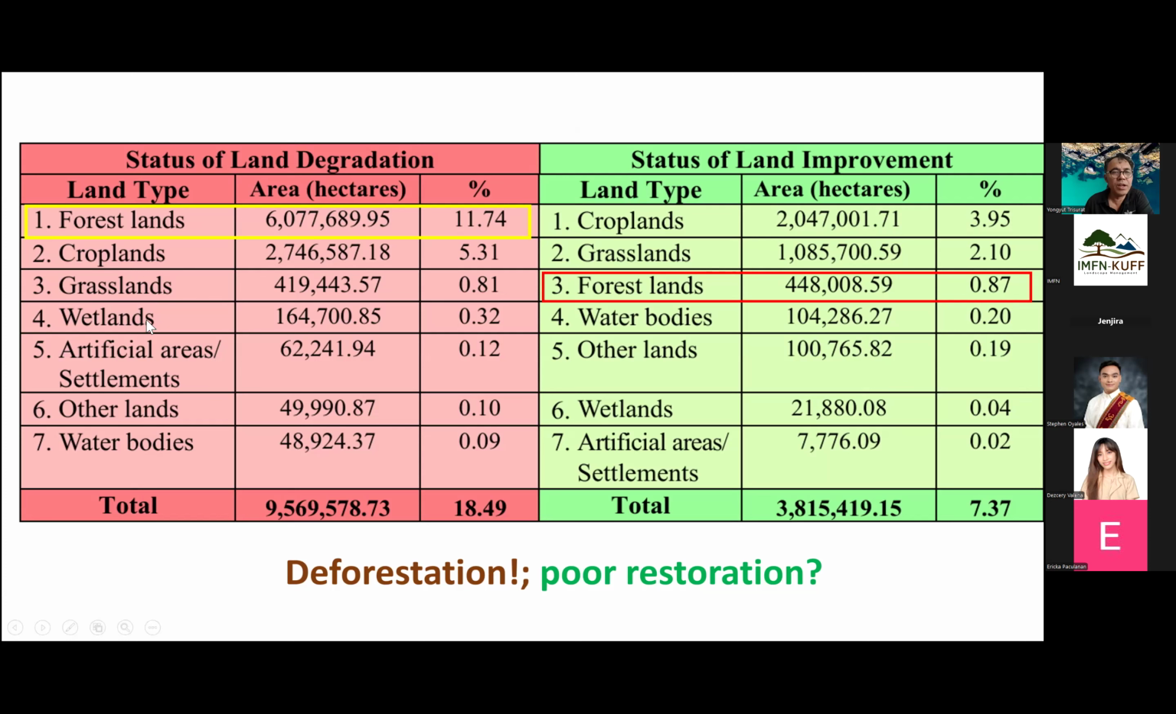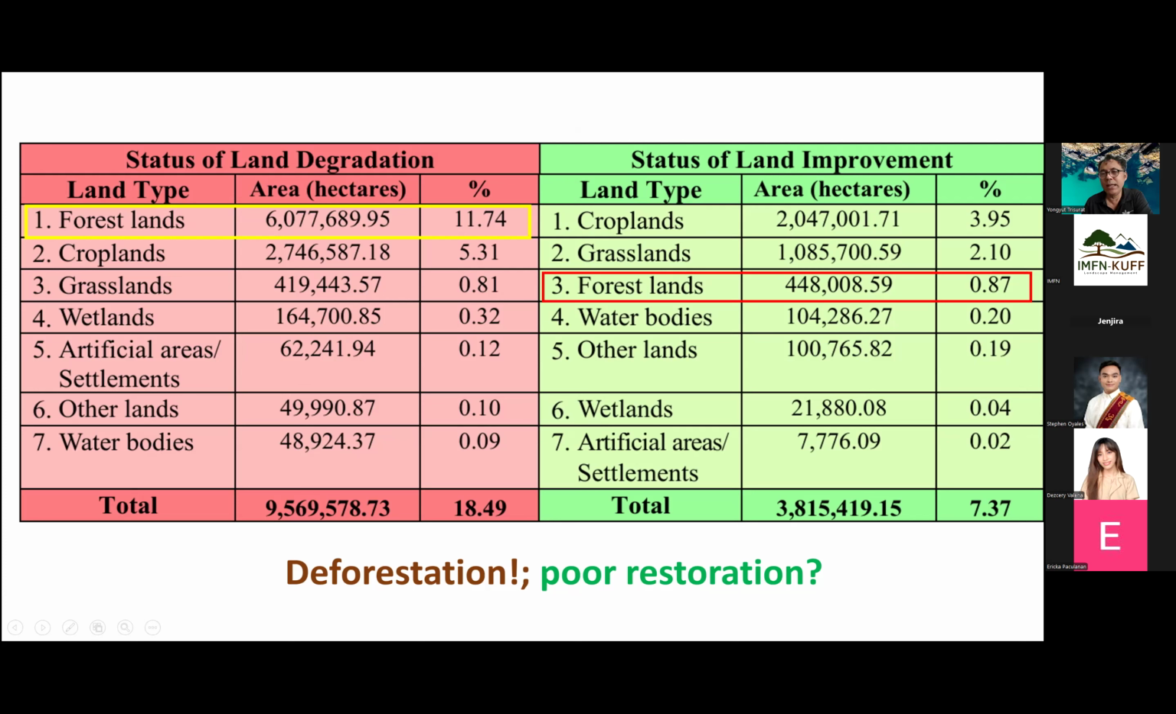This table shows the land degradation by land use type. For forest land, 11.7 or 12%, cropland 5.3, and others. It means that the expansion of agriculture is not large, about 5%, and grassland is very low, while the forest land, or the deforestation, either clear cutting or degradation, is about 12%.